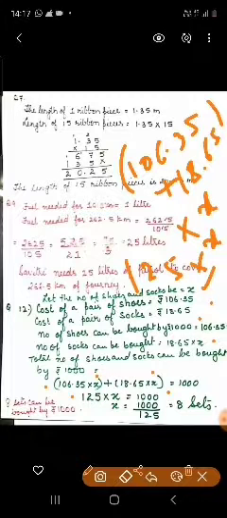Now, X and 125 are in multiplication. So, 125 will go to that side. On cancellation, I am going to get 8 sets. So, 8 sets can be bought with rupees 1000.